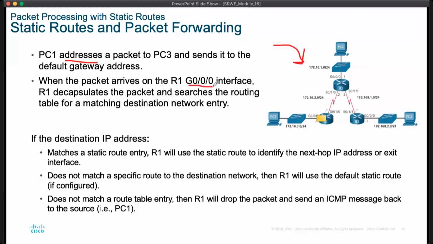G0/0/0 interface, R1 decapsulates the packet and searches the routing table for a matching destination network entry. If the destination IP address matches a static route entry, R1 will use the static route to identify the next hop IP address or exit interface. If it does not match a specific route to the destination network, then R1 will use the default static route if configured. If it does not match a route table entry, then what happens? R1 will drop the packet and send an ICMP message back to the source, for example, PC1.